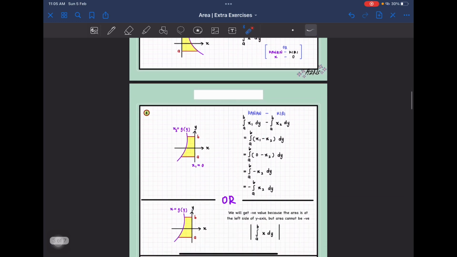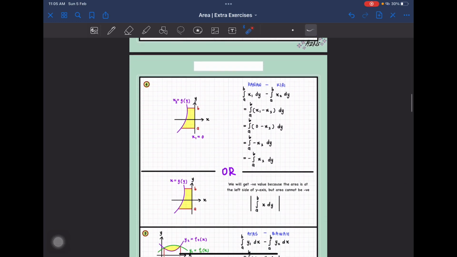Okay, next one pula. Right, so this one pun sama jugalah. Kita gunakan kanan tolak dengan kiri, sebab yang ini berada di kanan, yang lagi satu berada di sebelah kiri. Okay, so kanan adalah 0, and then kiri adalah this one, gy. Okay, so 0 tolak dengan gy, which is x2. Okay, so mesti kena with respect to y.